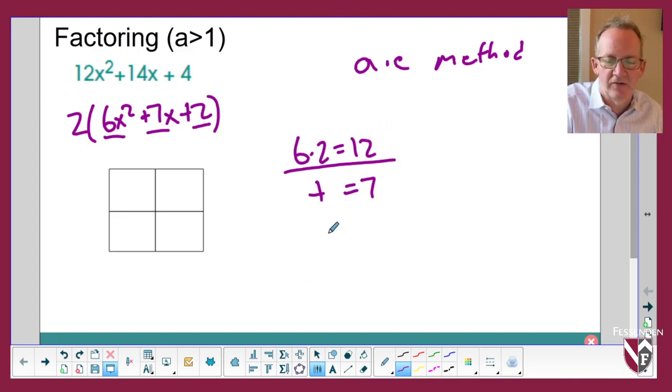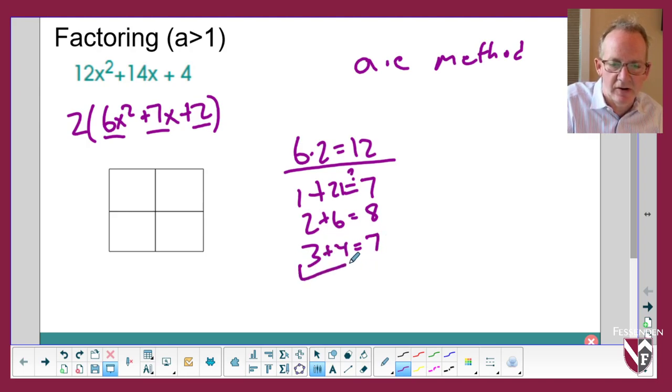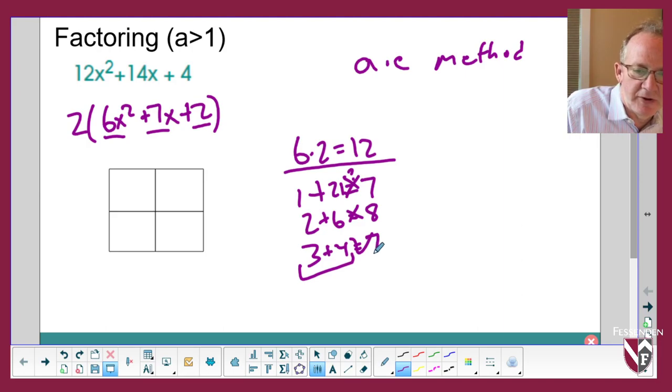So what are the factors of 12? You can write them out. 1 and 12, that doesn't work. You could do 2 and 6, that adds to 8. 3 and 4, well, that adds to 7. So there are our factors we want, the 3 and the 4. This is right. This one's not. This one's not. So 3 plus 4 is 7. So that's how we split up our 7x.